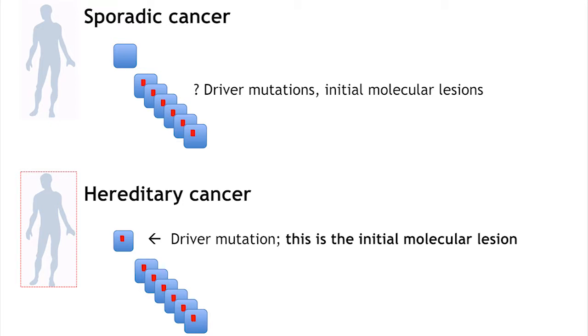So when we talk about sporadic cancer, how does that differ from hereditary cancer? Well, I would argue the quite simple distinction is that in hereditary cancer, basically you're born with that first mutation. That's the initial molecular lesion that's relevant for why the cancer developed.